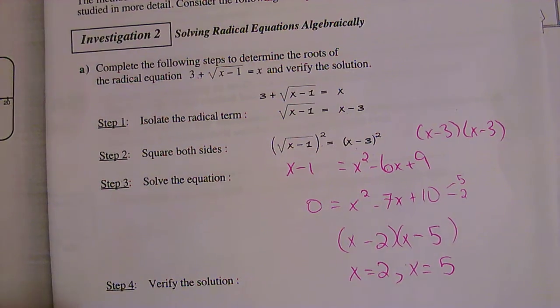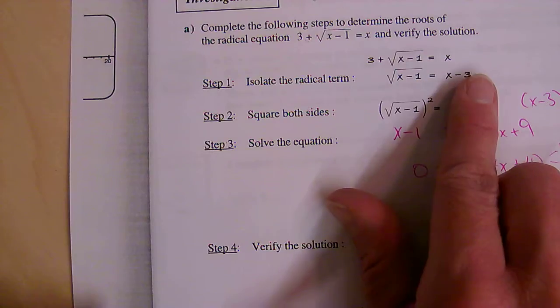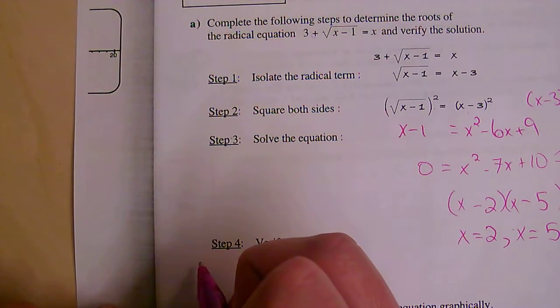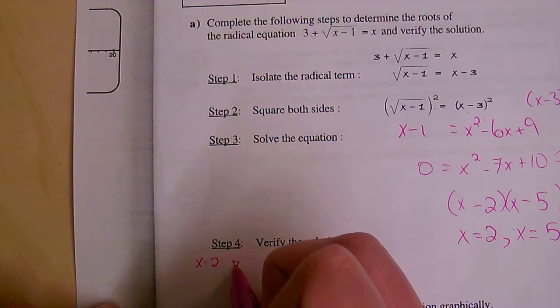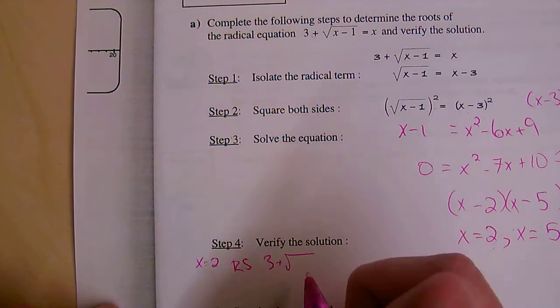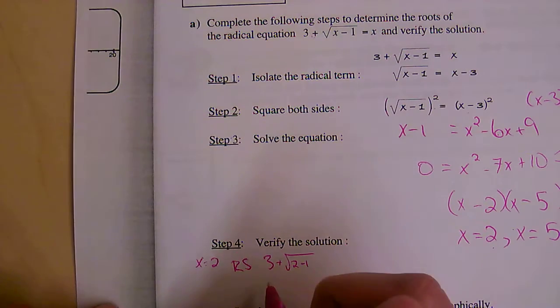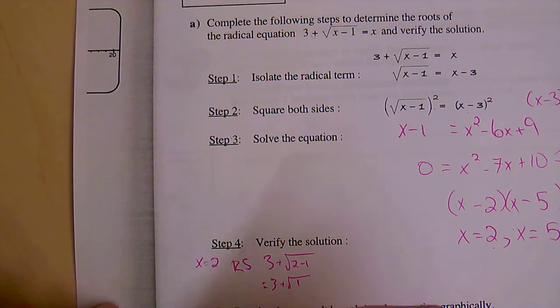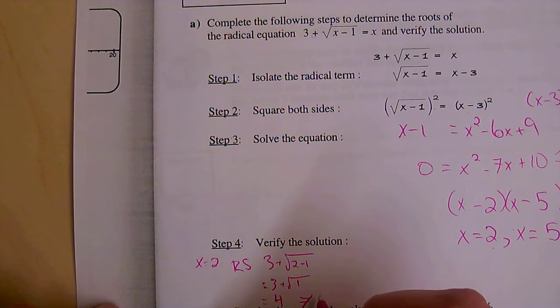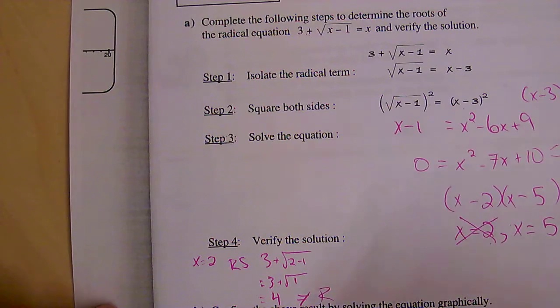And then verifying the solution, I just need to plug in both of those to either side. So for my x is equal to 2 verification, my right side is 3 plus root of 2 minus 1. And my left side, I'll just work on this. 3 plus 2 minus 1 is 1. 3 plus 1 is 4, which does not equal my right side. So then that is not a solution.